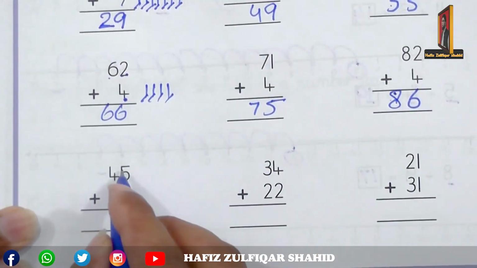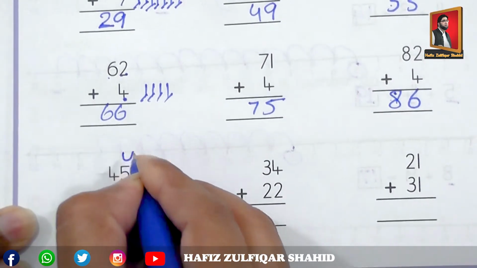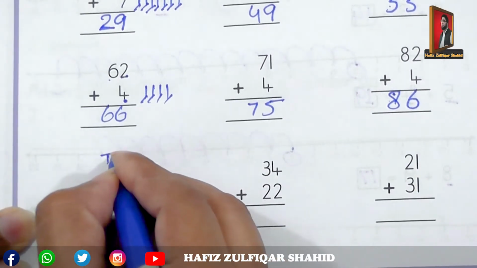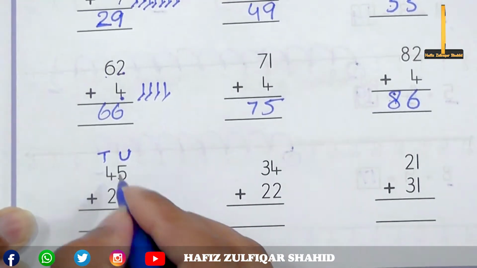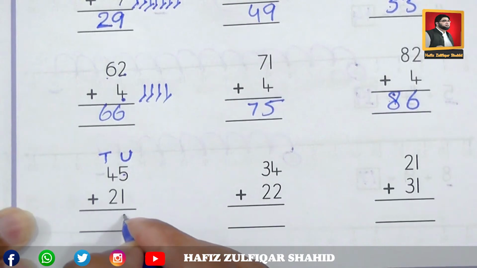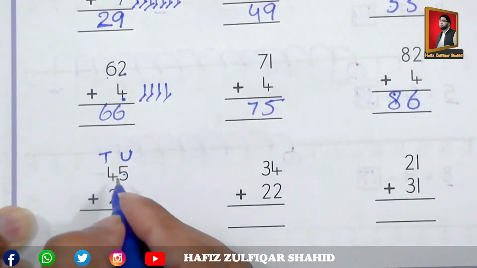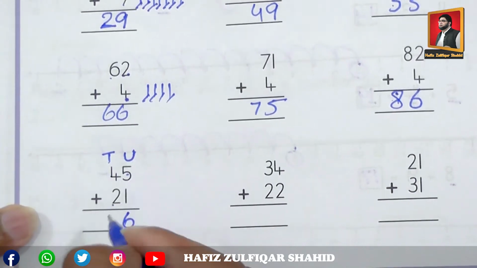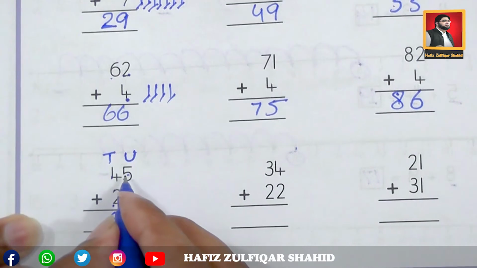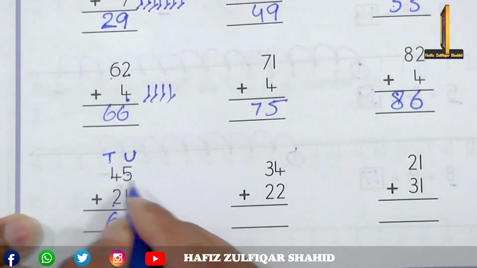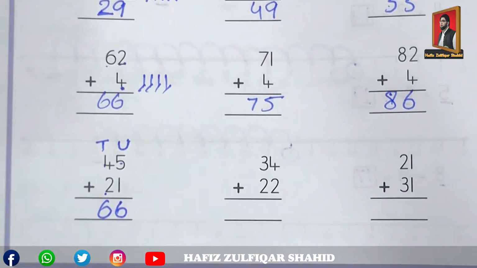Here you can follow the second method, which is add units first, then tens. Now count units first, 5 and 1, 5, next is 6, 5 and 1, 6. Now count 4 and 2, 4, 5, 6. When we add 45 and 21, in total there are 66 objects.